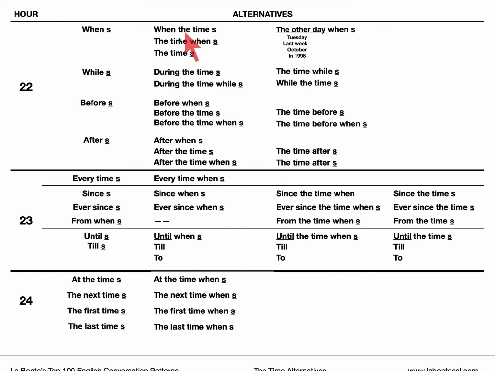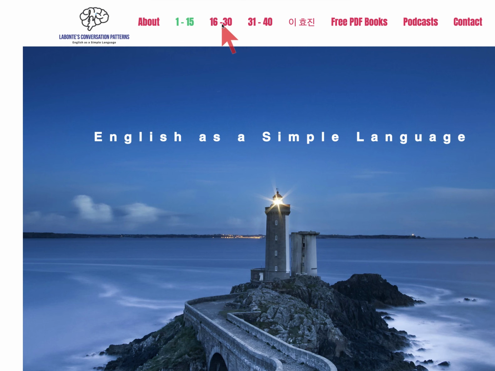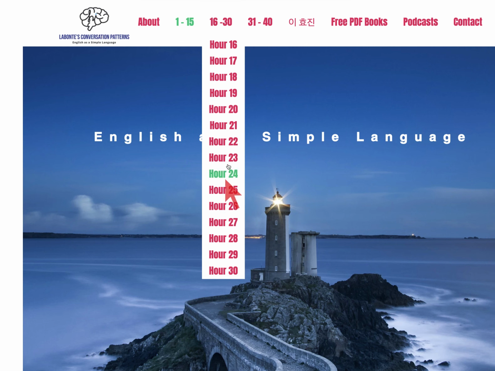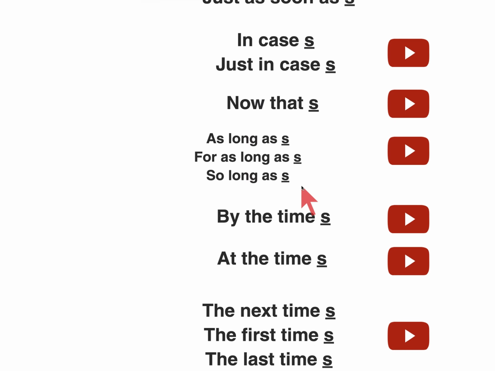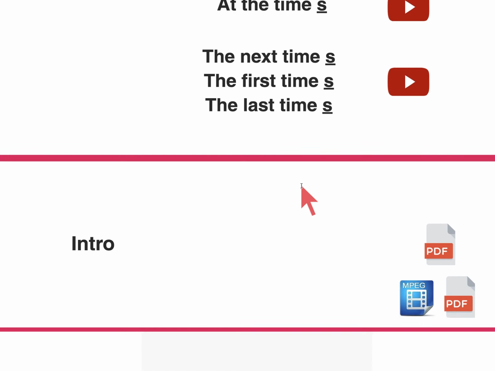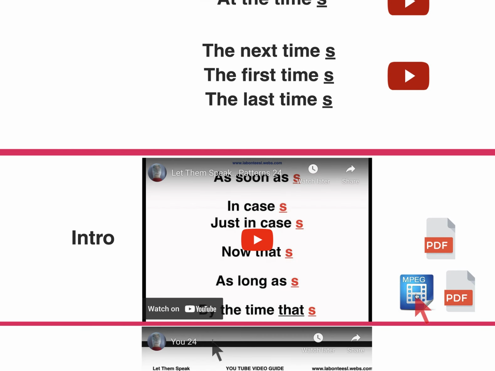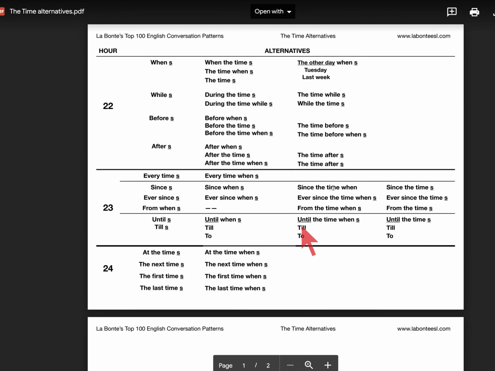Where can you find this? You can go to my website, and if you go to hour 24, because 22, 23, and 24 is where I begin to introduce these patterns. If you go to 24, if you go here, you're going to see this video you're looking at now. And if you go here and tap on this, you're going to find the printout which we referenced here. And you can simply print it out for free.